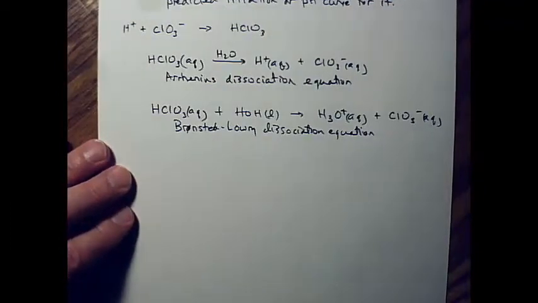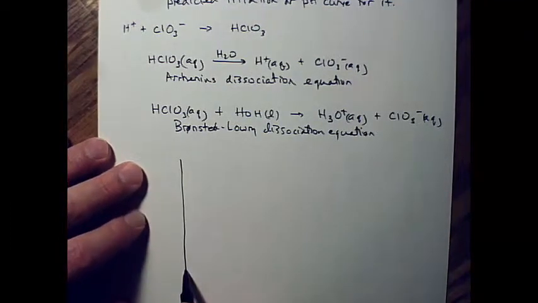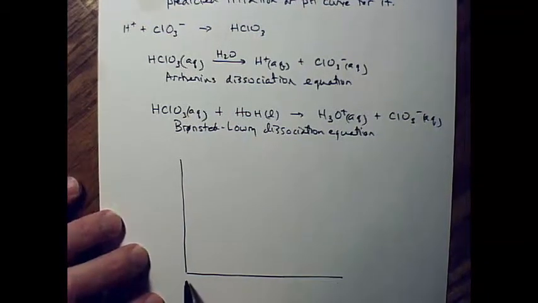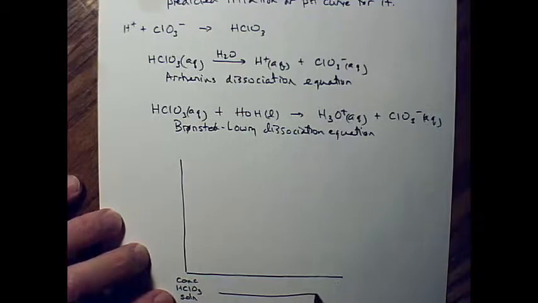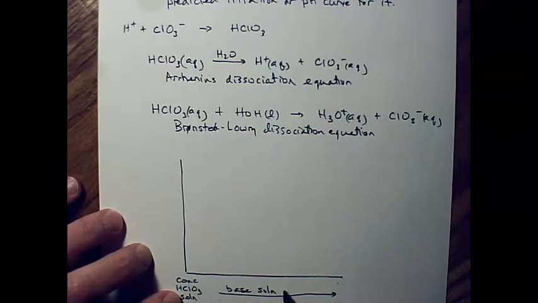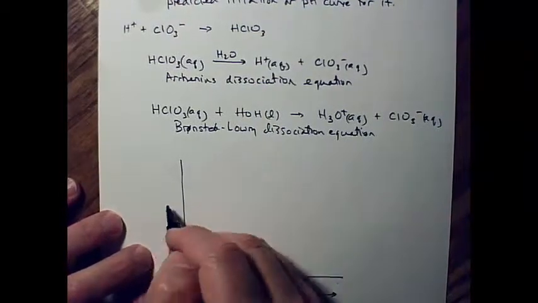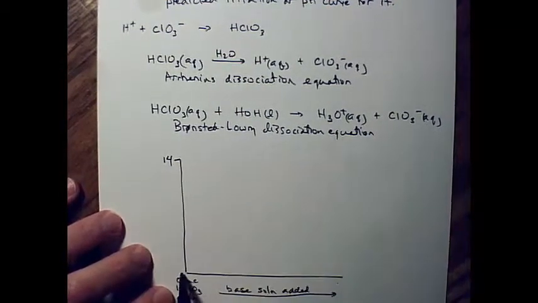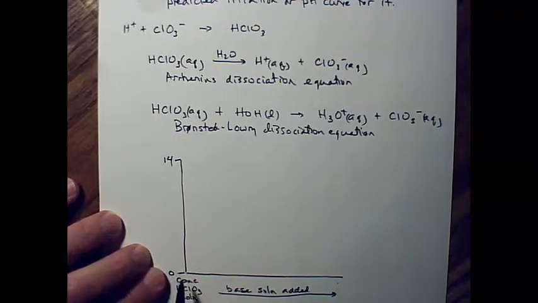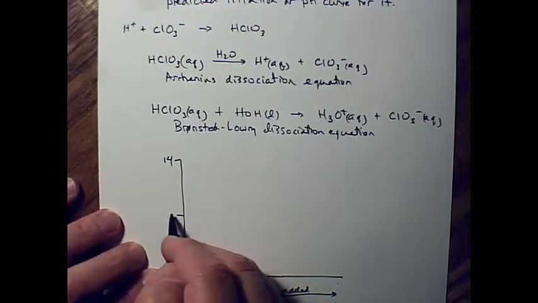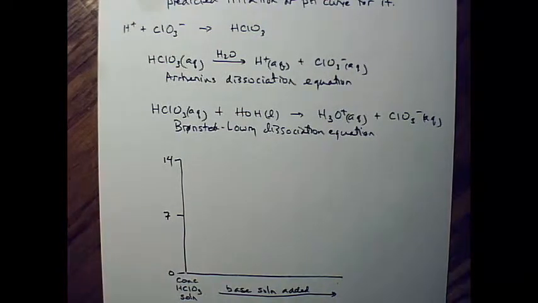And then to do the pH curve or titration curve, we have concentrated chloric acid solution. We're adding to that base solution. We're looking at what's happening to the pH as a result. 14 being the top, 0 not necessarily being the bottom, but we're going to start at 0. And 7 is the point of neutrality in the acid-base idea. It's neutral when it's at 7.